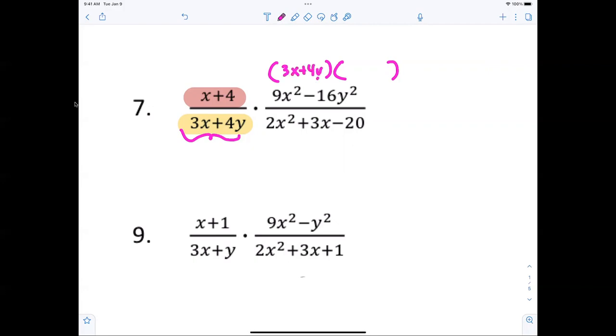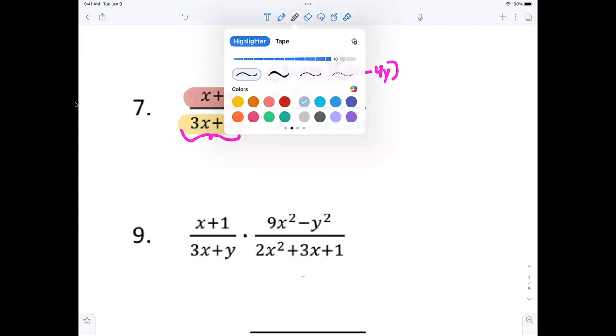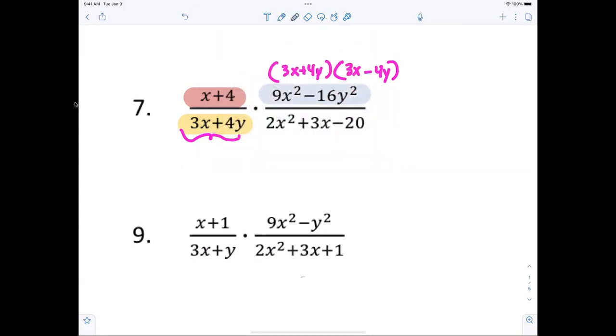Now I'm trying to get 9x squared. So the other one has to be a what? 3x. I'm trying to get negative 16y squared. So it's going to have to be minus 4y. The middle term will cancel out. That's why 9x squared minus 16y squared factors to that. All right, so this is out now.